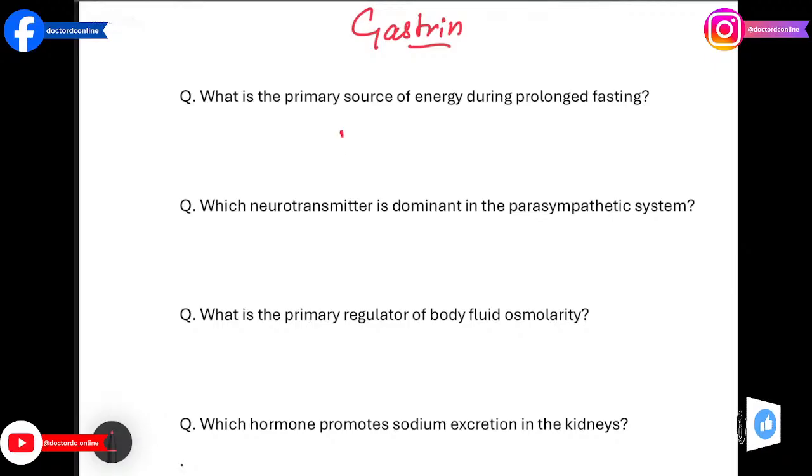The next question is what is the primary source of energy during prolonged fasting, and the answer is ketone bodies because the liver produces ketones from the fatty acids during starvation.